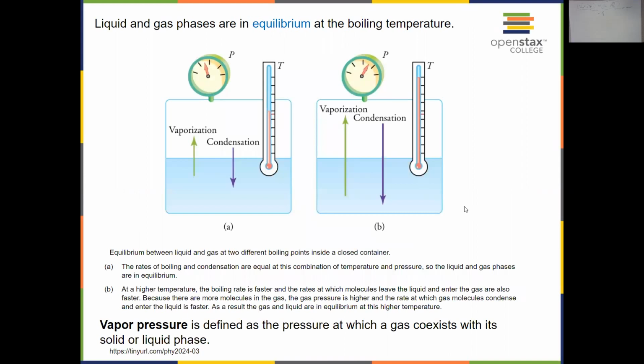Next, we are going to look at liquid and gas in equilibrium. When that happens, you have the same amount of water, for example, becoming steam, and then the same amount of steam becoming water. Say 0.1 moles of water becomes 0.1 moles of vapor, but then 0.1 moles of vapor becomes 0.1 moles of water. When you reach net equilibrium, this is the boiling of water. The pressure under that particular condition is called vapor pressure. It's defined as the pressure at which a gas coexists with its liquid.